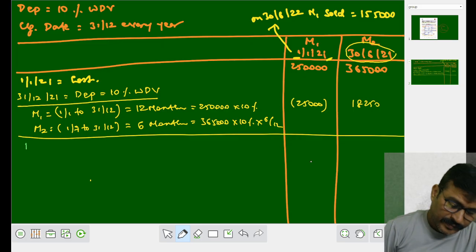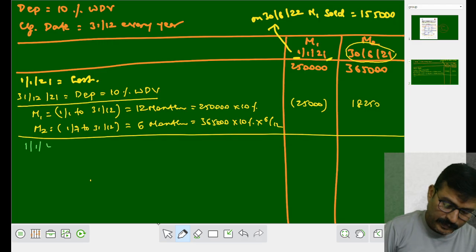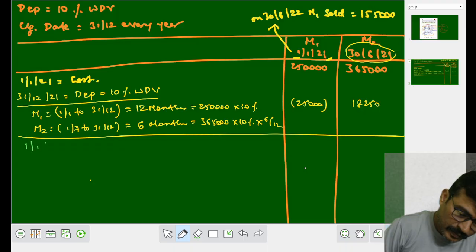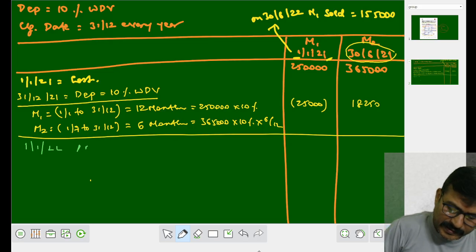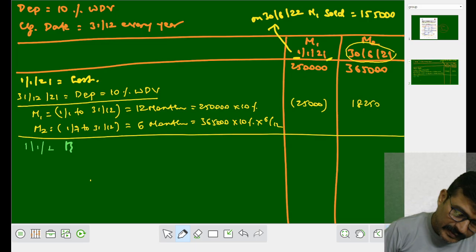Now what I should write? After your 31st December, I am supposed to write 1st January 22. Okay, what happened in 1st January 22? I am supposed to write balance. 1st January 22, I am supposed to write what? Balance.